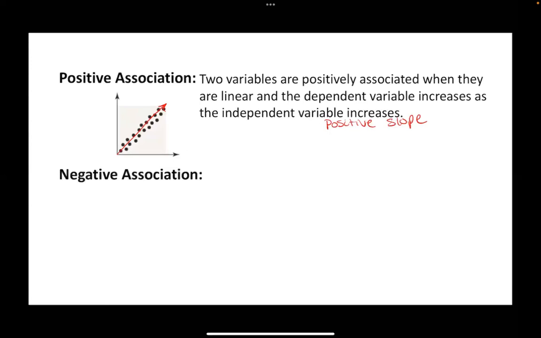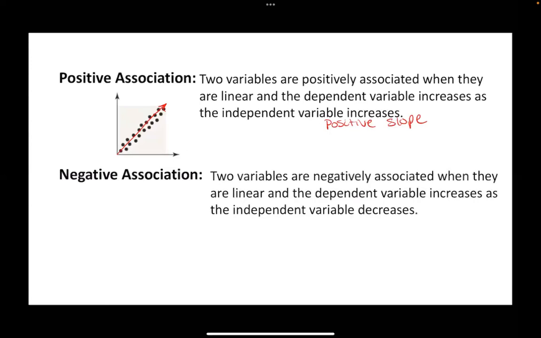So that's a positive association. Negative association: as one variable goes up, the other one goes down. It doesn't matter which is which. As one goes up, the other one goes down, or it has a negative slope.